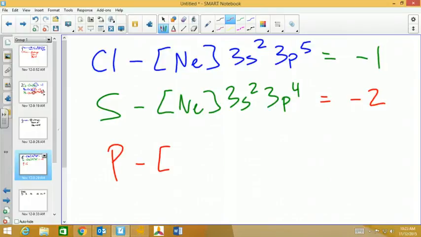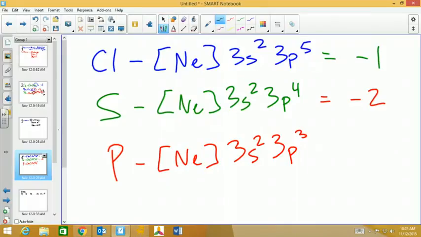For phosphorus, neon would be neon. Nicely done, Evelyn. 3s2, 3p3. Nicely done. How many valence electrons for phosphorus? 5 valence electrons. How many does it need to be happy? 3 more. So therefore, what's its charge going to be? -3. Make sense? Let me show you a summary.